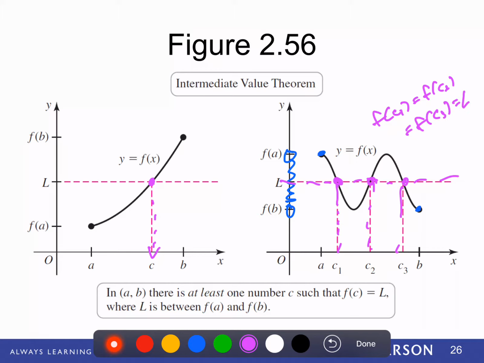So the intermediate value theorem, sometimes abbreviated simply the IVT, guarantees that there is at least one c value that works. But as you see in the second example here, there could be more than one. Well, this does require the function to be continuous. Both these two graphs here are continuous between a and b, because I can draw them without picking up the pencil.